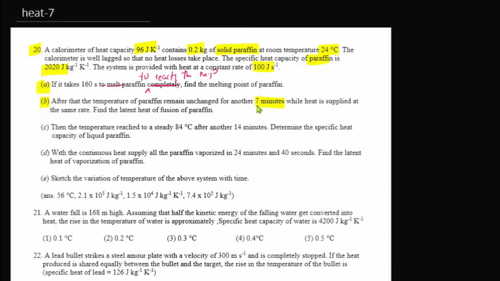It is the state transition state, right? So the phase changes from solid to liquid at this moment, right? So it had taken 7 minutes for the paraffin to completely convert into liquid. Yeah, 7 minutes, right? 7 minutes to completely convert into liquid.